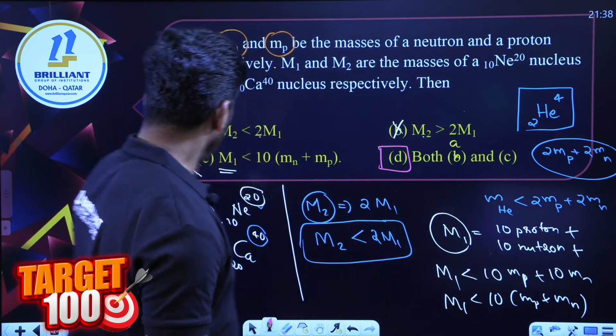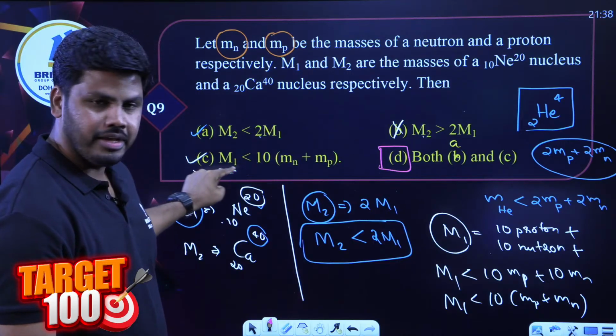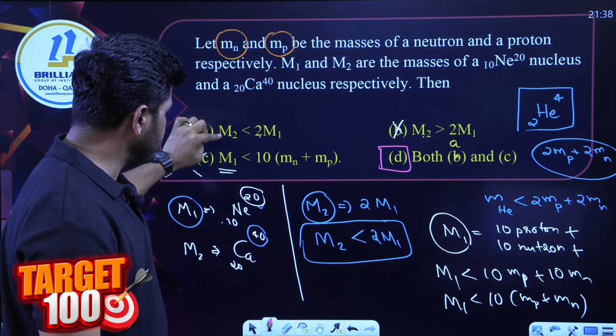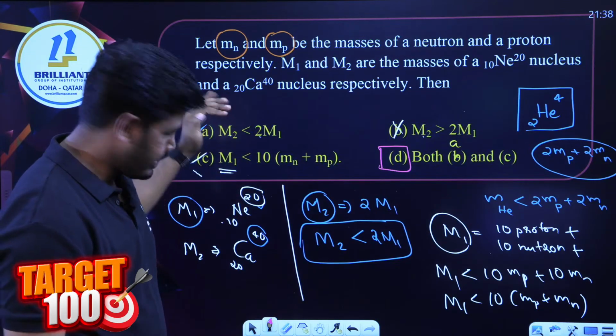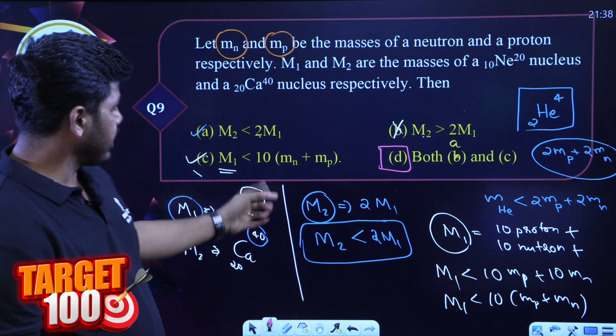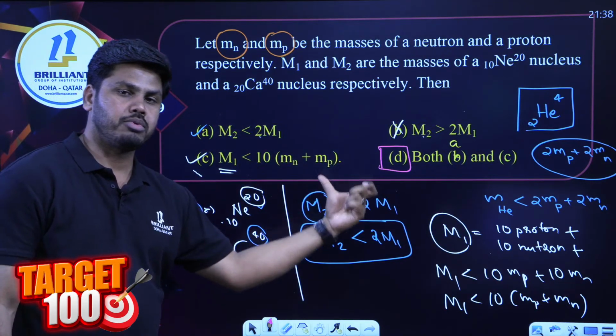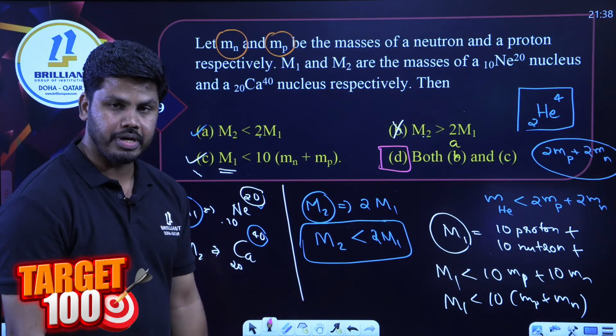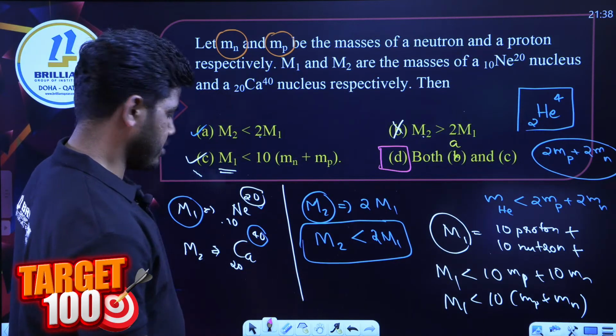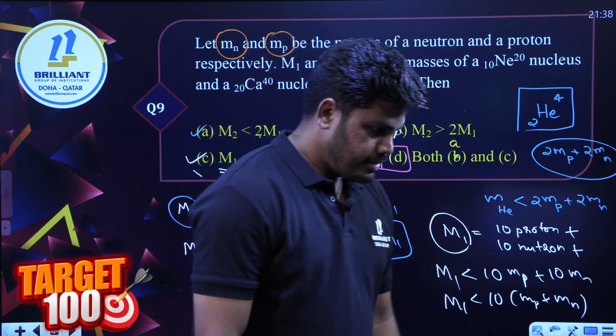Yeah, both A and C should be the correct answer. So M1, M2 less than 2M1, that is a correct statement. Even M1 less than 10 times mass of neutron plus mass of proton is also a correct option. Okay, so that was question number 9. I hope it is clear.